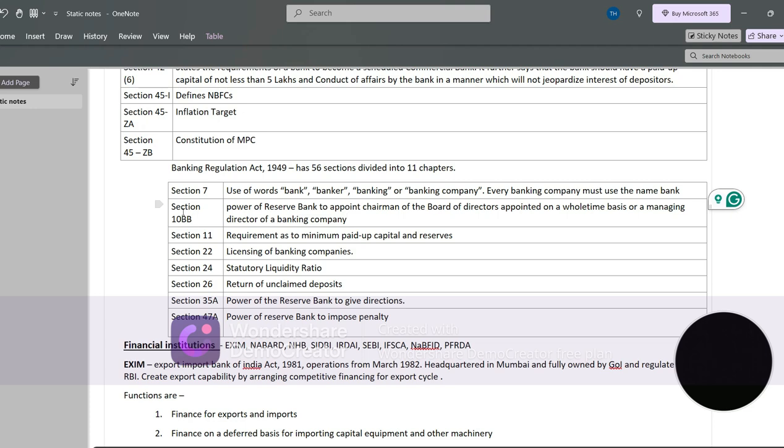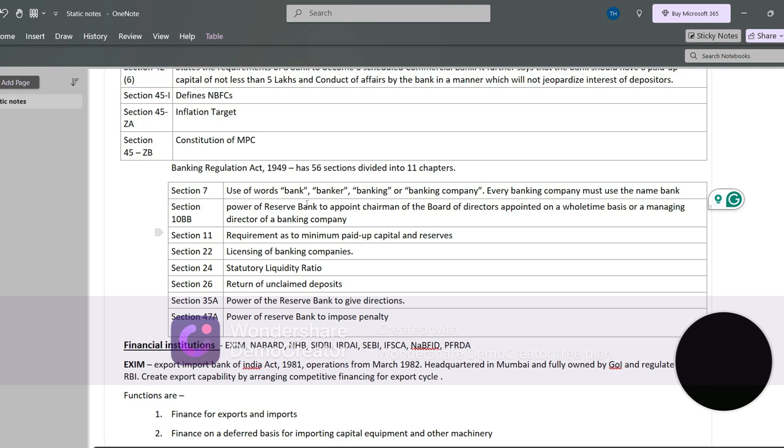First is Section 7. It means that the use of the word bank, banker, banking, or banking company is very important, and every banking company must use the name bank. Section 10BB tells us about the power of the Reserve Bank to appoint the chairman of the board of directors on a whole time basis or managing director of a banking company.